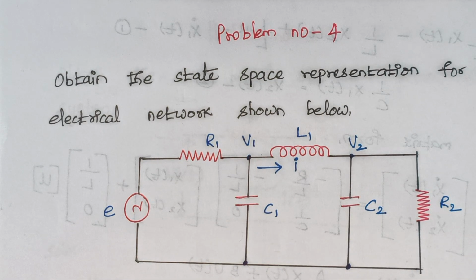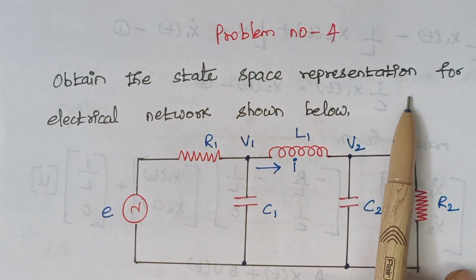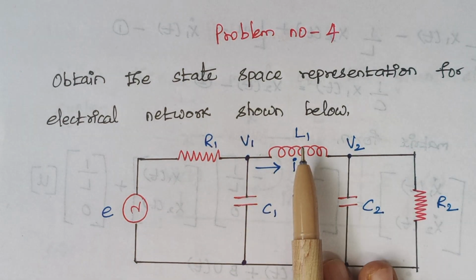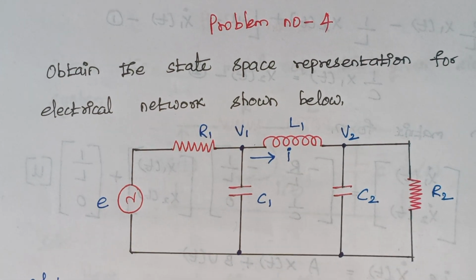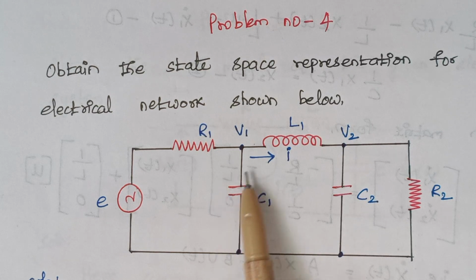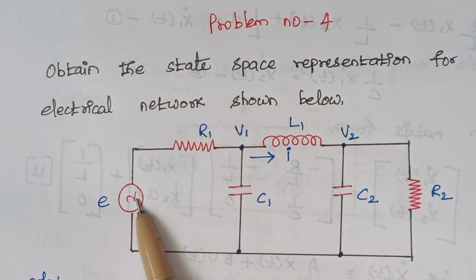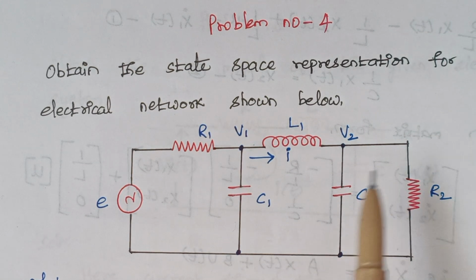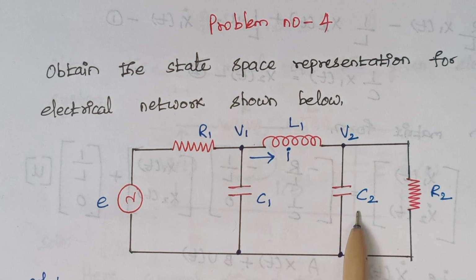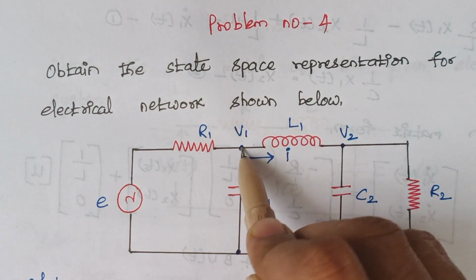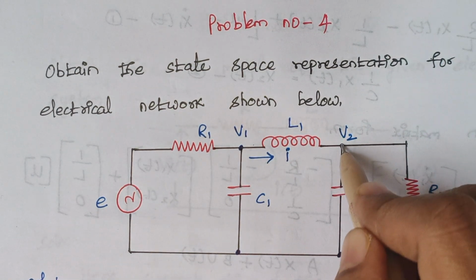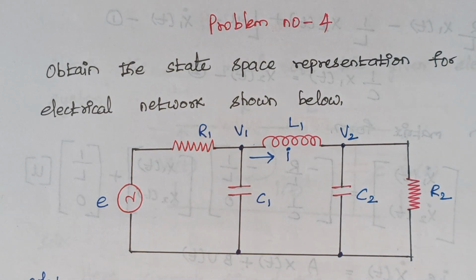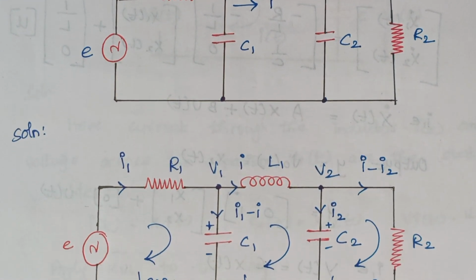Today we are going to solve problem number 4, and the problem is: obtain the state space representation for the electrical network shown below. So this is our given problem. Here we have an input voltage, two resistors, one inductor, and two capacitors. In the problem they have already mentioned this node as V1 and this node as V2. Now we will proceed with the answer.